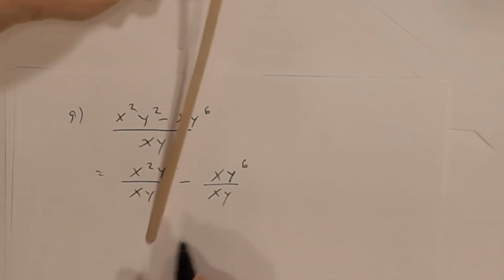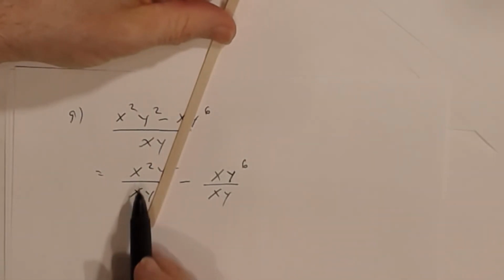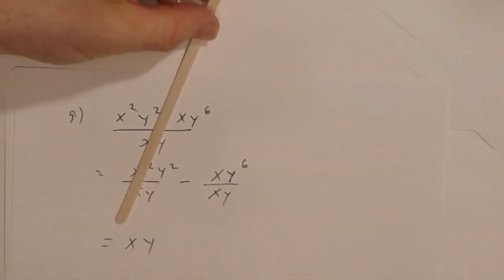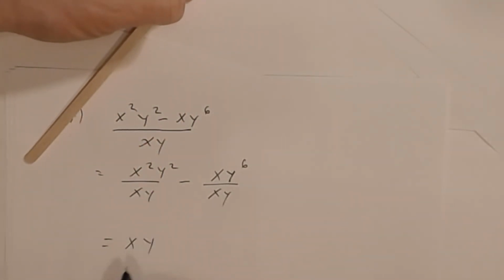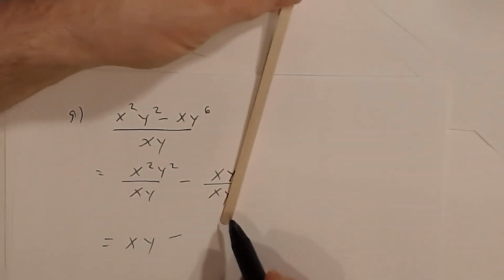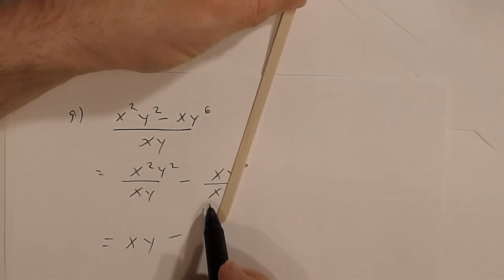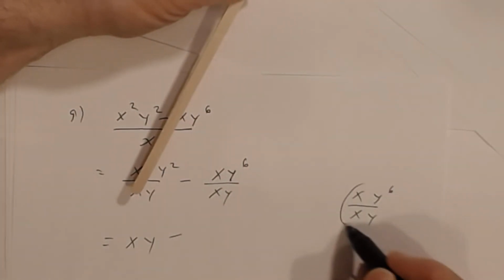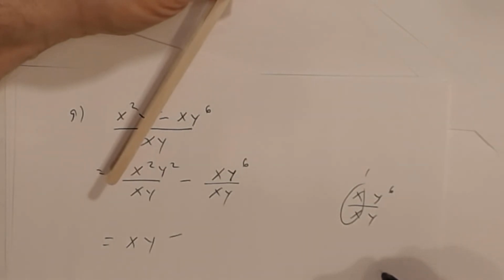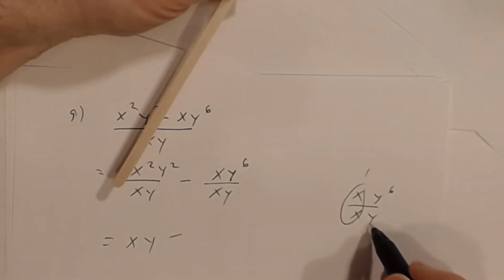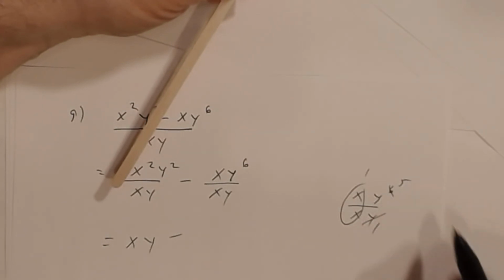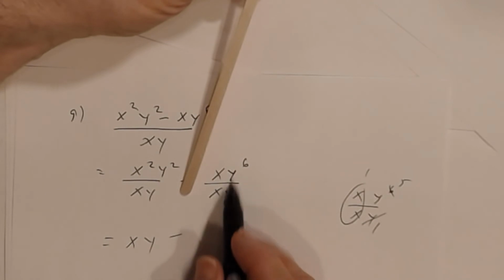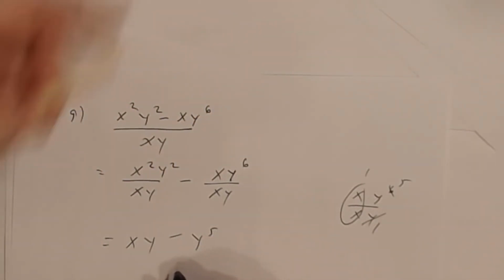So if you need to, cover up some parts if you have to. X squared divided by x is just x, right? Y squared divided by y is just y, so that's just xy. Minus, same thing here. X divided by x is 1. So think about it, x y to the 6 divided by xy. The x's divide to 1, because anything divided by itself is 1. Y to the 6 divided by y, you're left with y to the 5th. So this is just 1 times y to the 5th, which is y to the 5th. There's your answer.